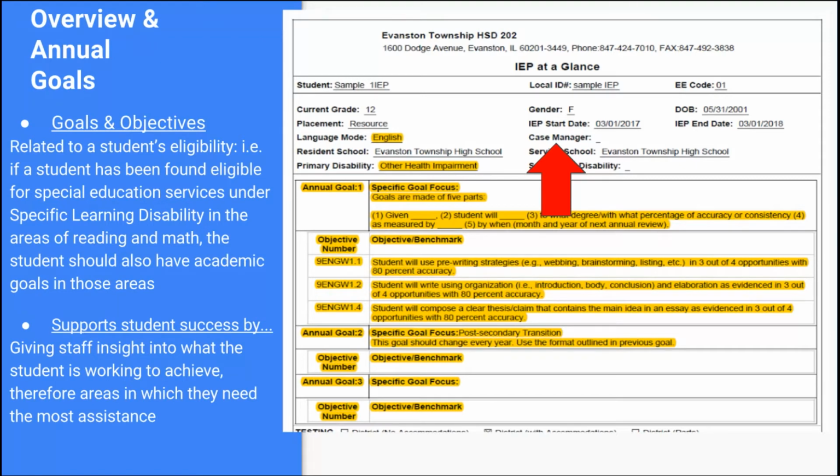The information contained in the goals and objectives sections of the IEP at a glance is related to a student's eligibility. For example, if a student has been found eligible for special education services under specific learning disability in the areas of reading and math, the student should also have academic goals in those areas. This information can support student success by giving staff insight into what the student is working to achieve, therefore areas in which they need the most assistance. All goals are written in alignment with Illinois learning standards and should be skill-based and measurable.